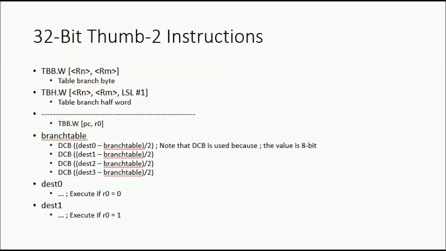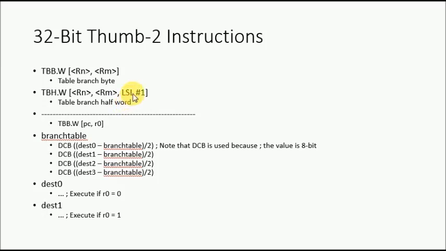Rn acts as the base address, where Rm acts as the offset. B here acts as the byte, and H acts as the half word. So byte is 8 bit, half word is 16 bit. Now how to use this instruction? There is one example here.